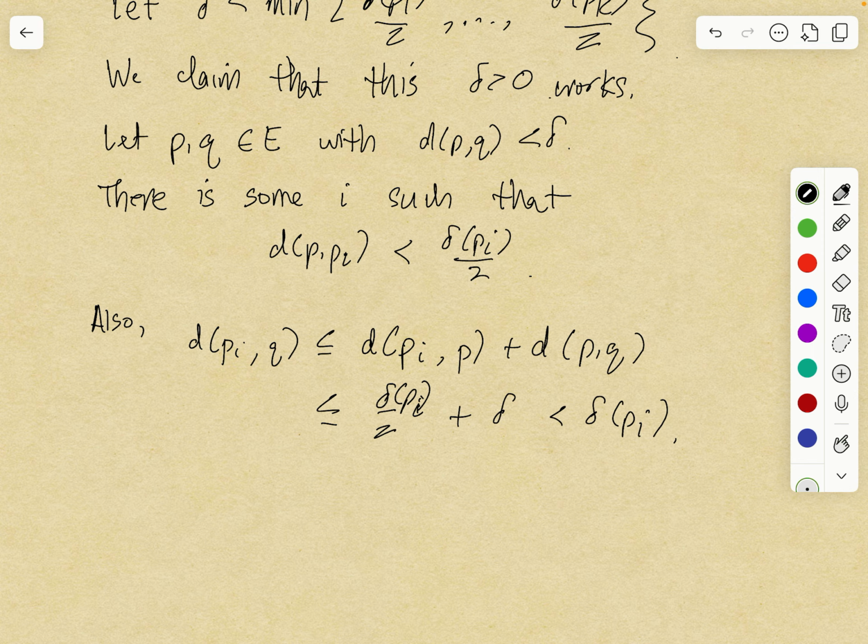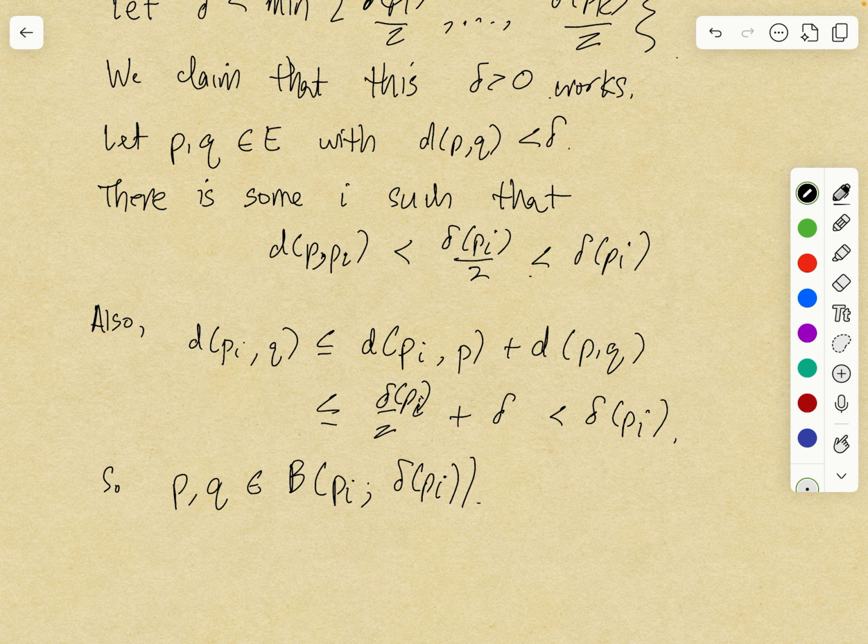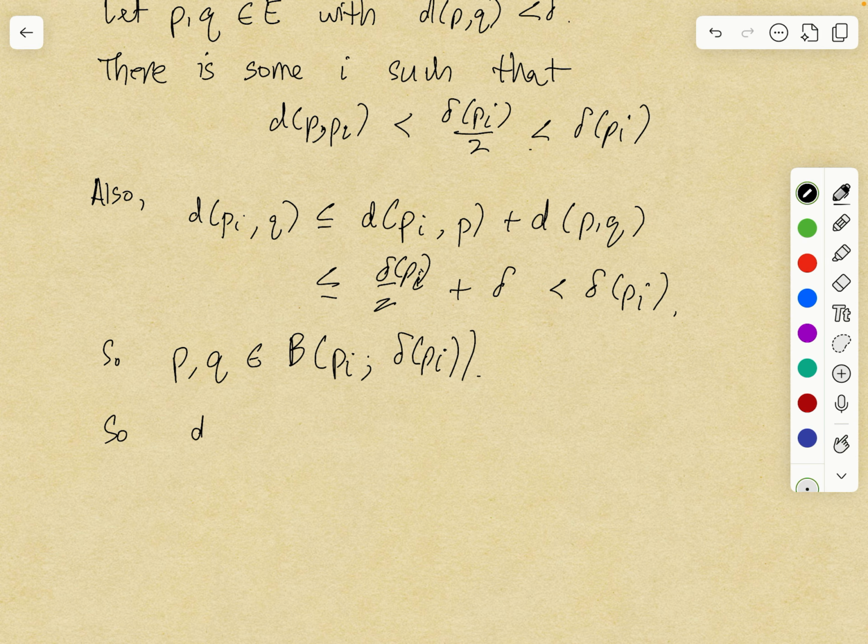So what did we show? We showed that P and Q are both within delta of Pi of Pi. So P and Q are both in the ball centered at Pi of radius delta of Pi. And now we apply the lemma that we had, right? By construction of delta of Pi, the distance between f of P and f of Q is less than epsilon. And that completes the proof.